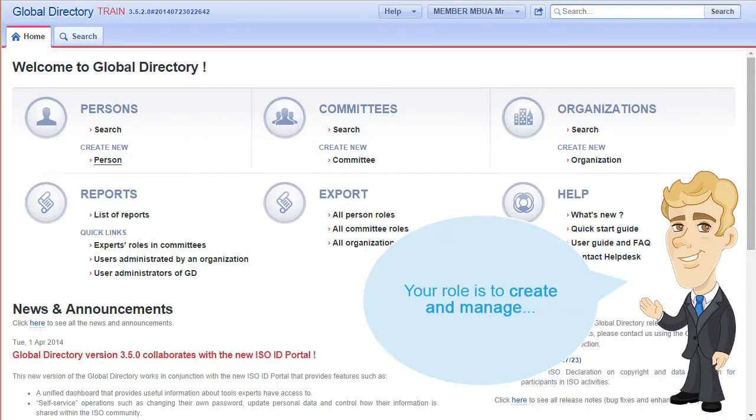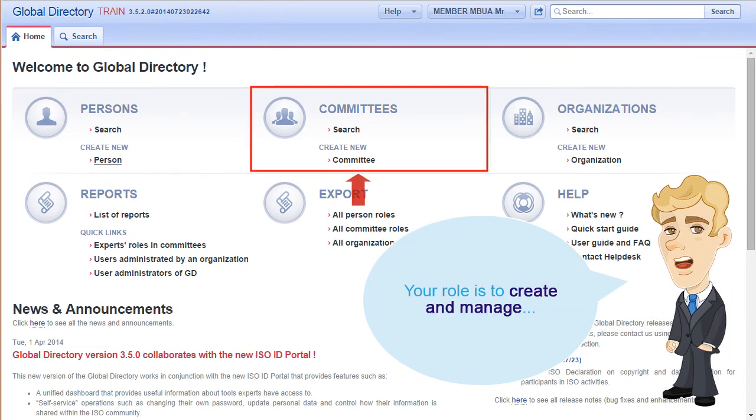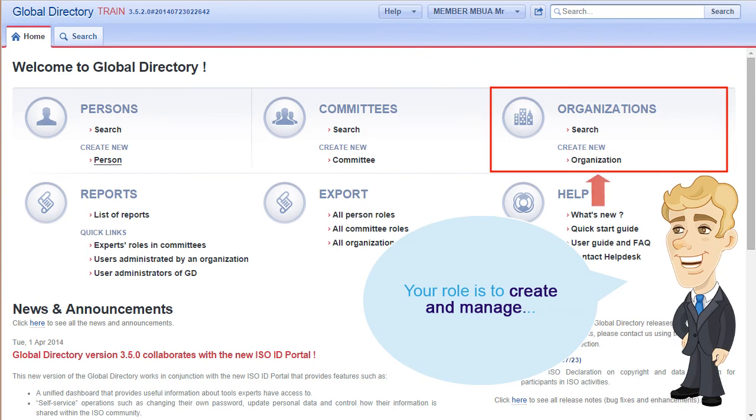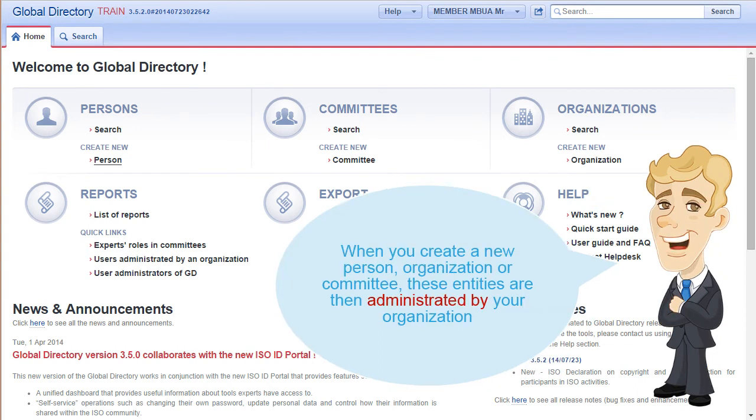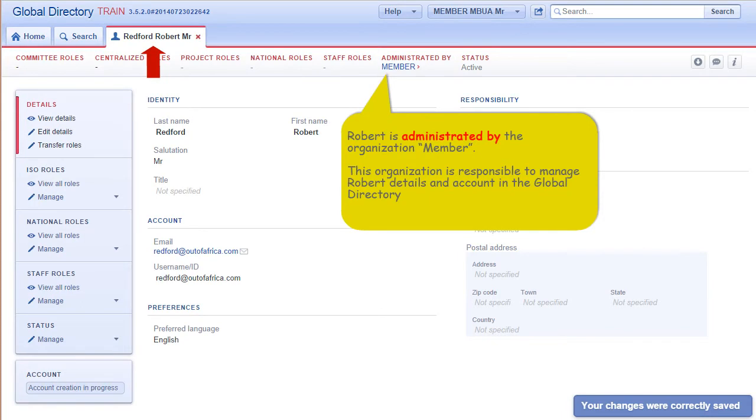Your role of user administrator is to create and manage experts for your national standard body, as well as national committees and national organizations. When you create a new person, organization or committee, these entities are then administrated by your organization. For example, Robert is administrated by the organization member. This organization is therefore responsible to manage Robert details and account in the global directory.